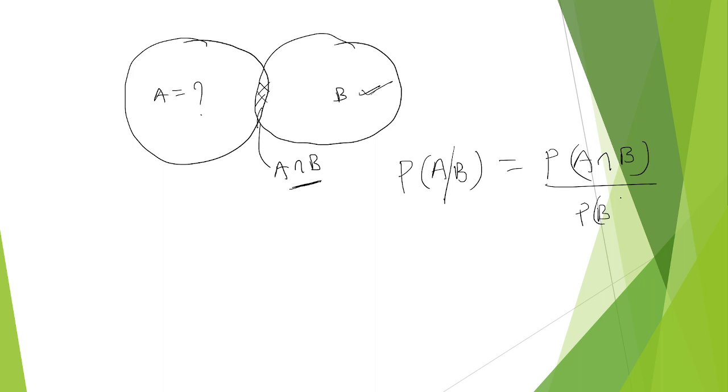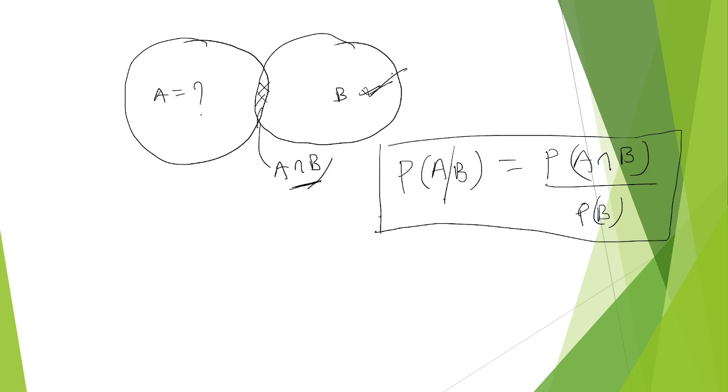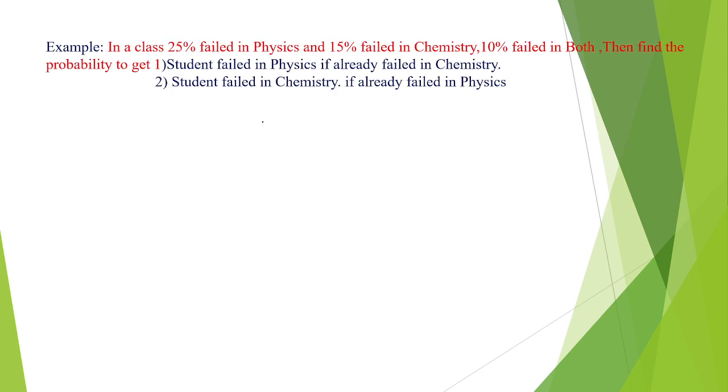So this is one more case of conditional probability. Probability of A by B can be written as the common area divided by this area, which gives the required probability of A. Similarly, probability of B by A is equal to probability of A intersection B divided by probability of A. So these are the conditional probabilities in the form of two events. We will go for one more example.